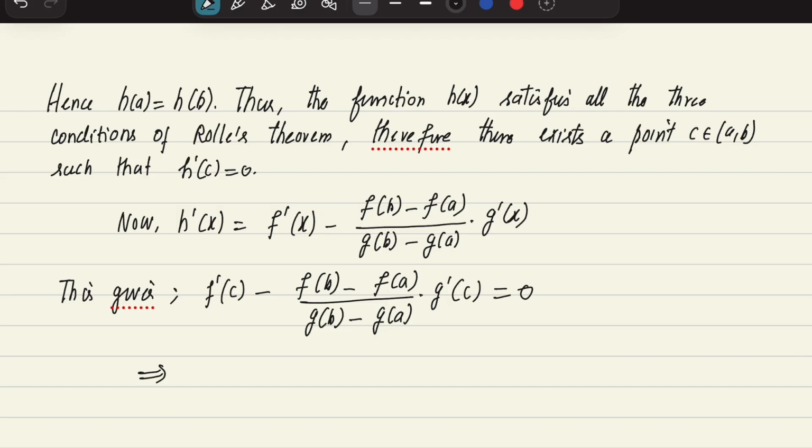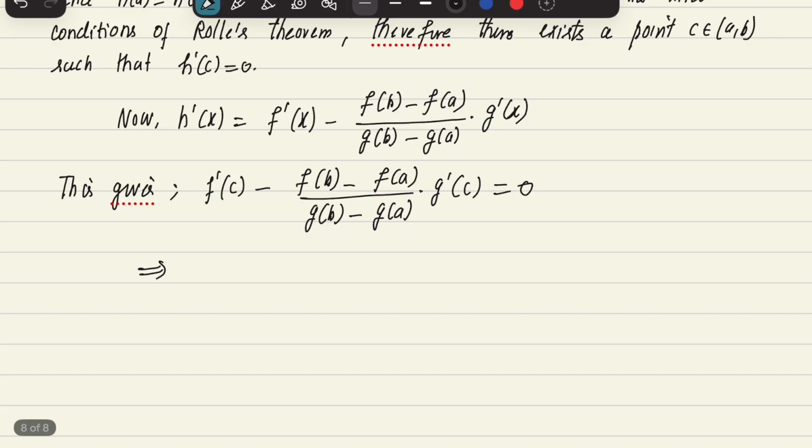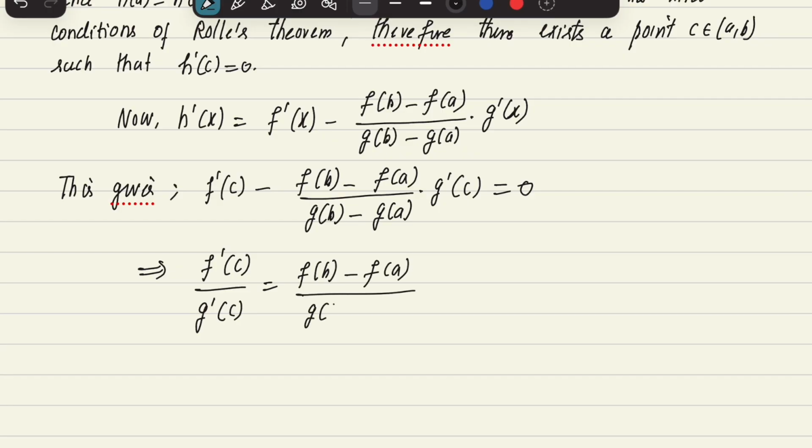So this implies, now dividing by g dash of c, we get f dash of c divided by g dash of c. Now transferring this negative part on the right hand side, we get this is equal to f of b minus f of a divided by g of b minus g of a. So we conclude the proof of Cauchy's mean value theorem.